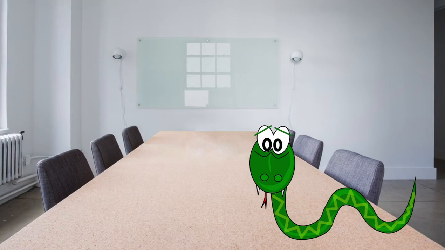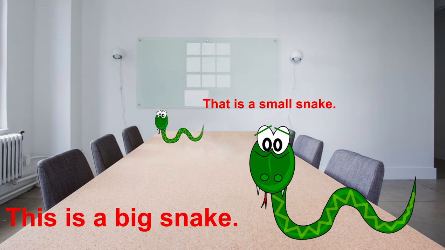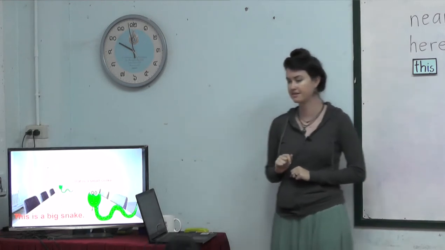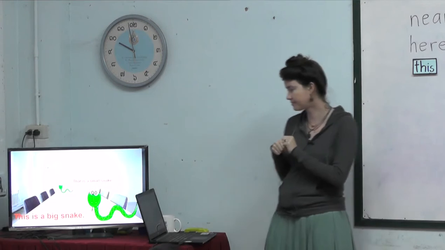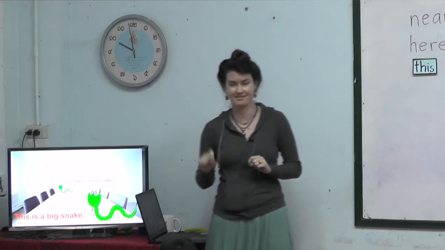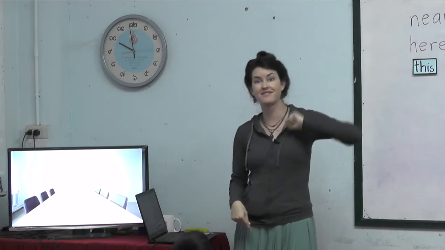Snake. Good. What do you think? This snake or that snake? This. Why is it this snake? It's near us. This is a big snake. This is a small snake. That is a small snake. We say this snake because he's near us. And we say that snake because he's far from us and he's little. That is a far snake. This is a near snake. Good job. We say this for things that are close, and that for things that are far.